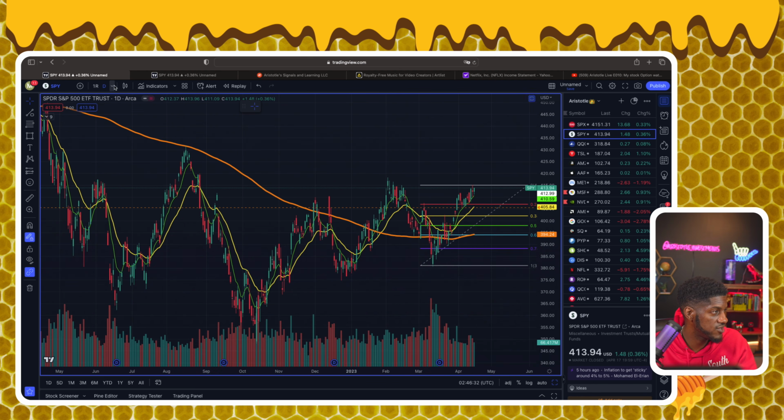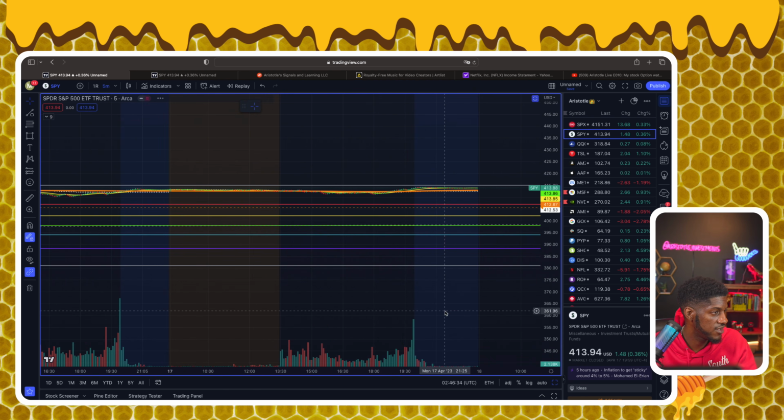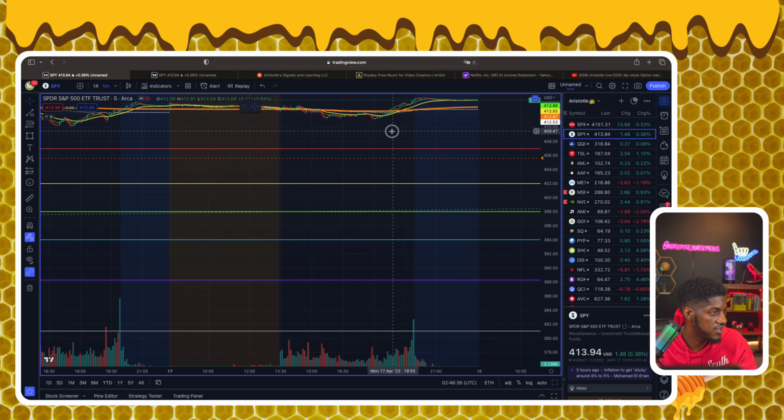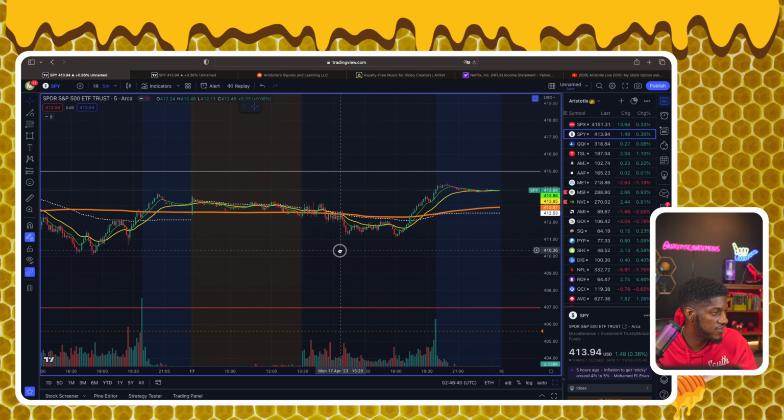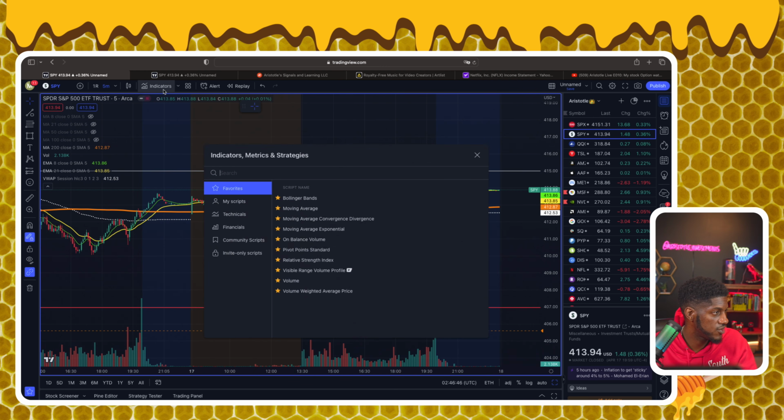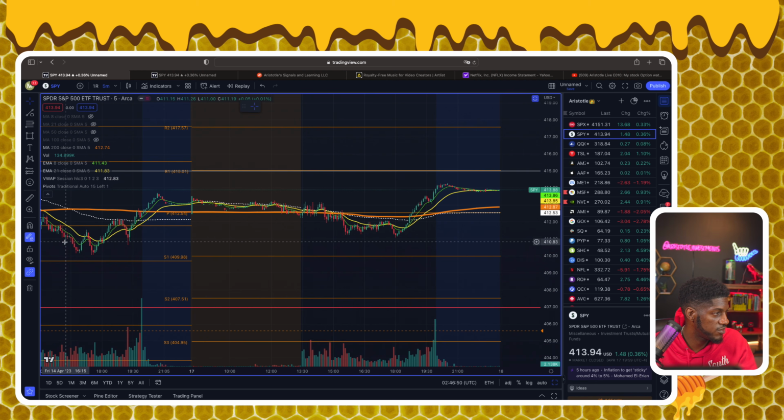I do not use these whenever I'm day trading. All right, I do not use these. So you guys take that into account. I'm only using the VWAP, and I do use pivot points as well. So I can go in and show that. I use pivot points standard. And these are pretty much the only indicators that I'm using. Now these are for targets and things like that.